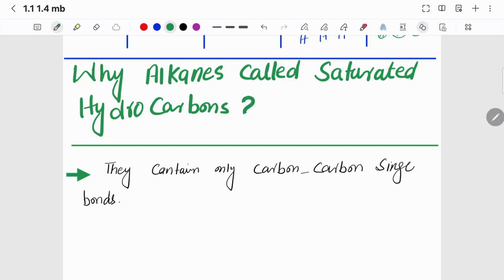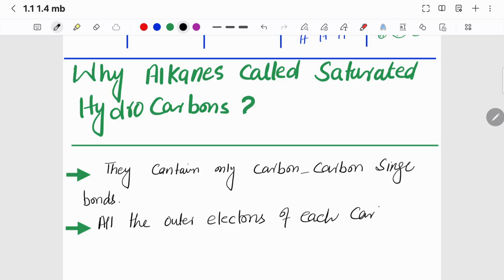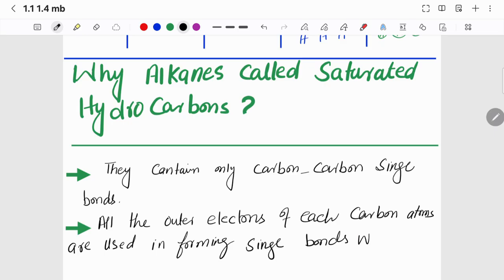So, all the outer electrons of each carbon atom are used in forming single bonds with 4 different atoms.